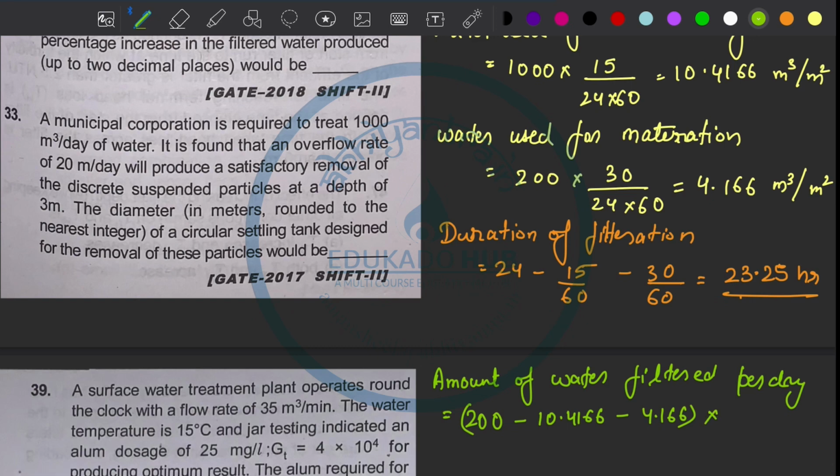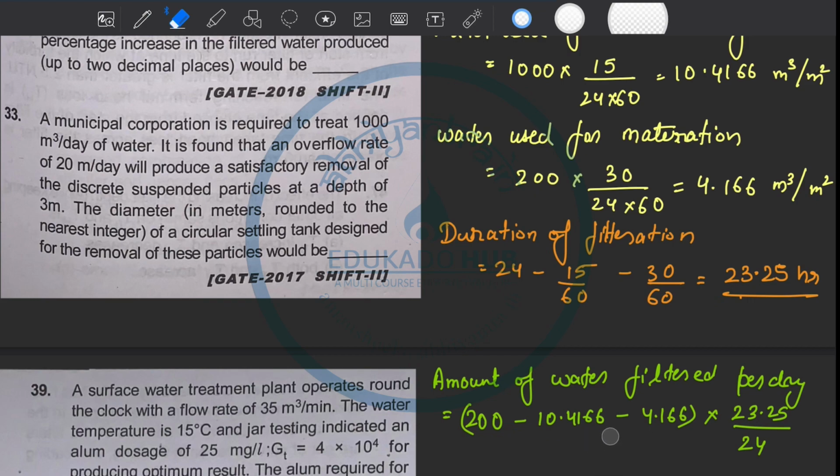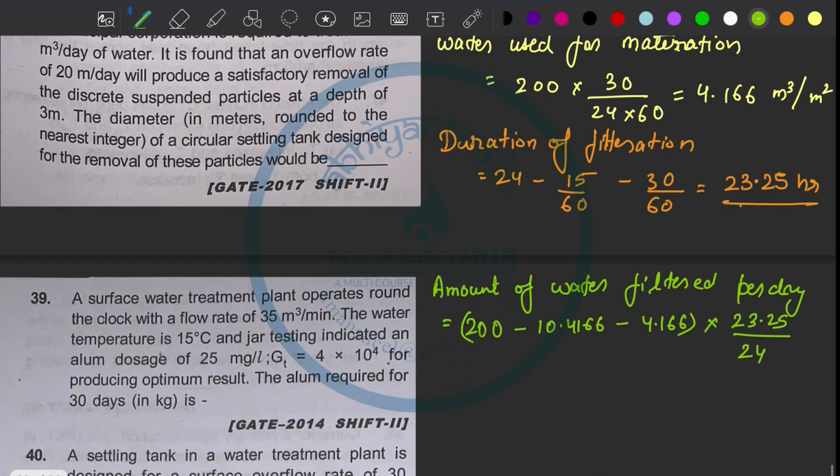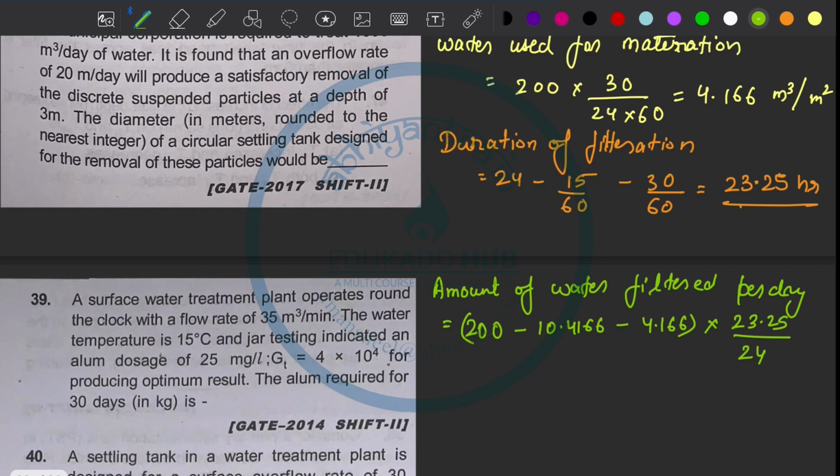Now for 23.25 hours, this value is in days per day and this is in hours, so I need to divide it by 24. So the value comes out to be 185.4167 meter cube per meter square per day.